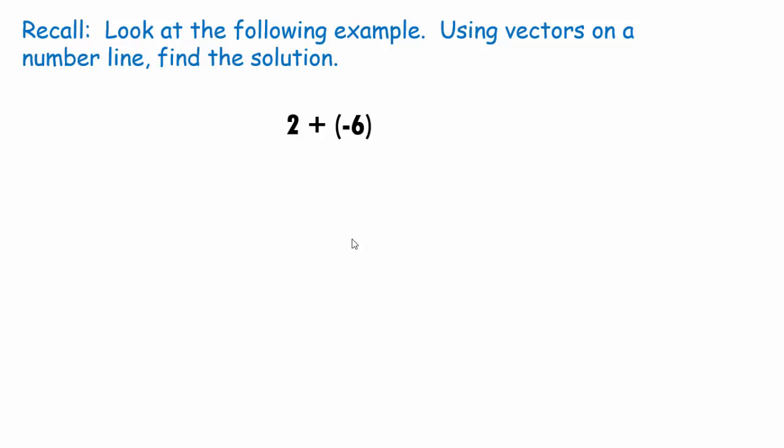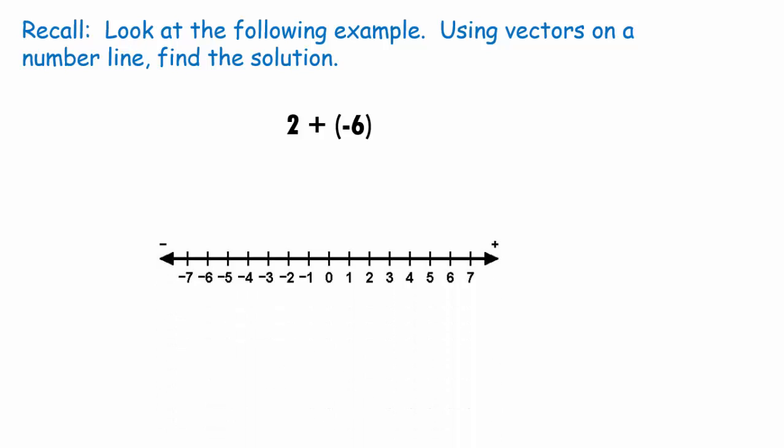Using vectors on a number line, find the solution. So this we've actually worked with. We've worked with 2 plus a negative 6. So I'd like you to pause the video, try it out on the number line, maybe try it out using your rules, and then come on back.